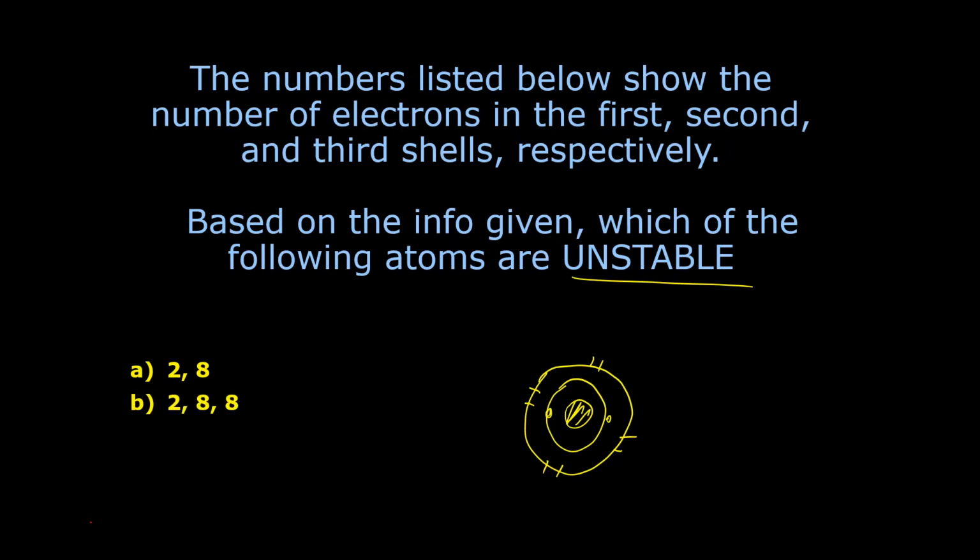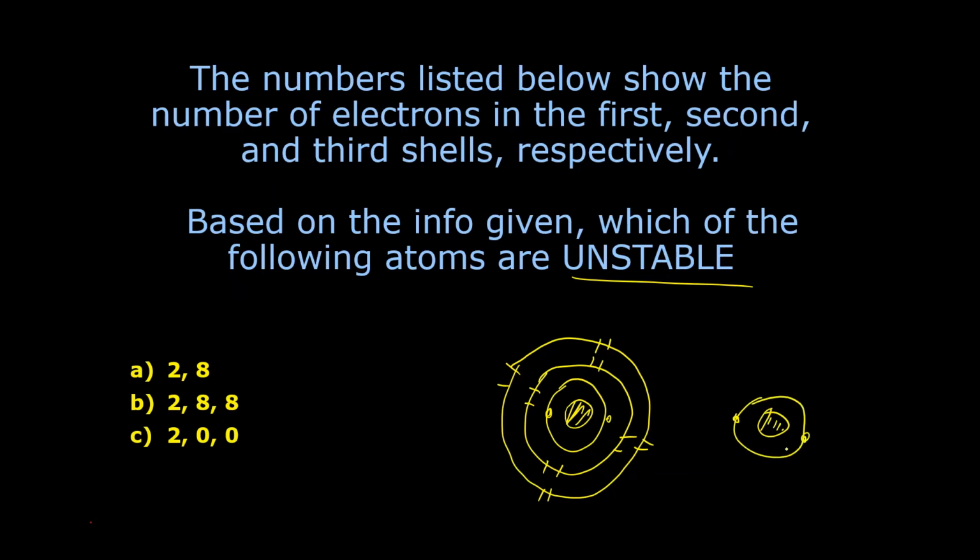2, 8, 8. Well, we could just take what we just drew, 2, 8, and add a third ring to it and put 8 here. And that would be 2, 8, 8. But we have the same situation. We have a full valence, so that is stable. That's not the answer. 2, 0, 0. Well, that's very simple too. We draw the nucleus, we put 2, and then we don't need anything else because there is no second, there is no third shell. So 2 in the first is actually full. So that's another stable atom.